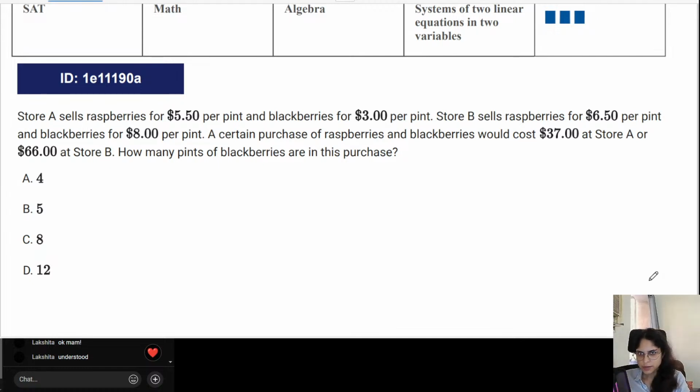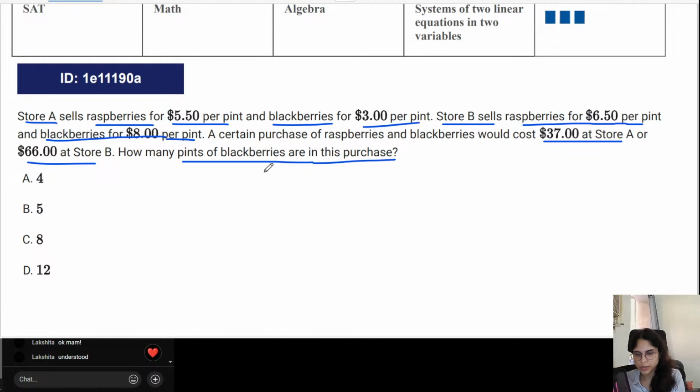So store A sells raspberries for $5.50 per pint, blackberries for $3 per pint. Store B sells raspberries for $6.50 per pint, blackberries for $8 per pint. A certain purchase of raspberries and blackberries would cost $37 at store A, $66 at store B. How many pints of blackberries are in this purchase? So let's call blackberries your Y. This is X, this is Y.